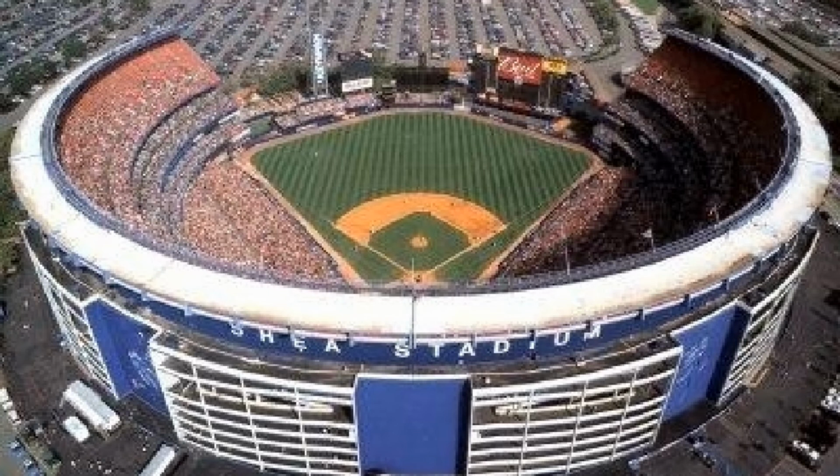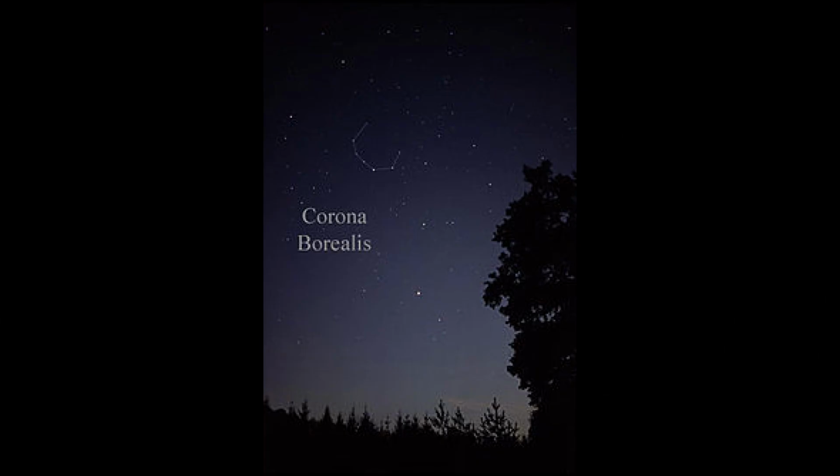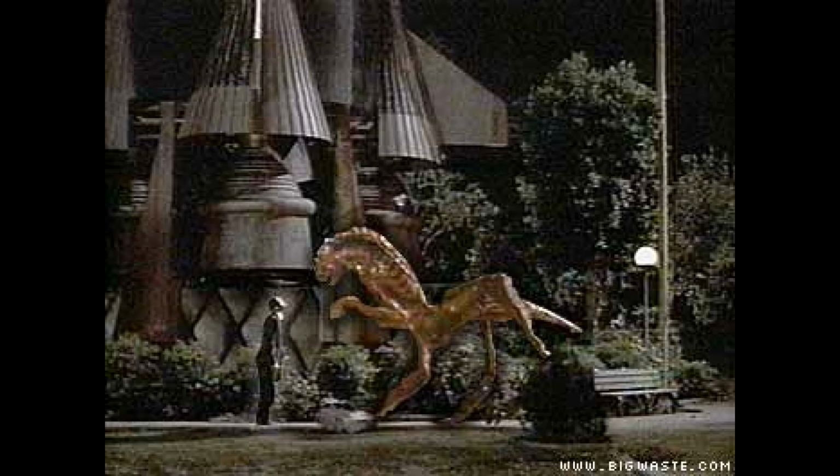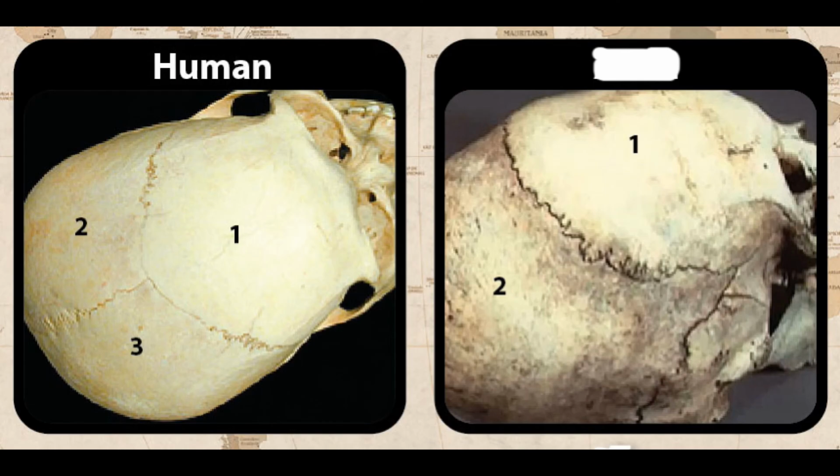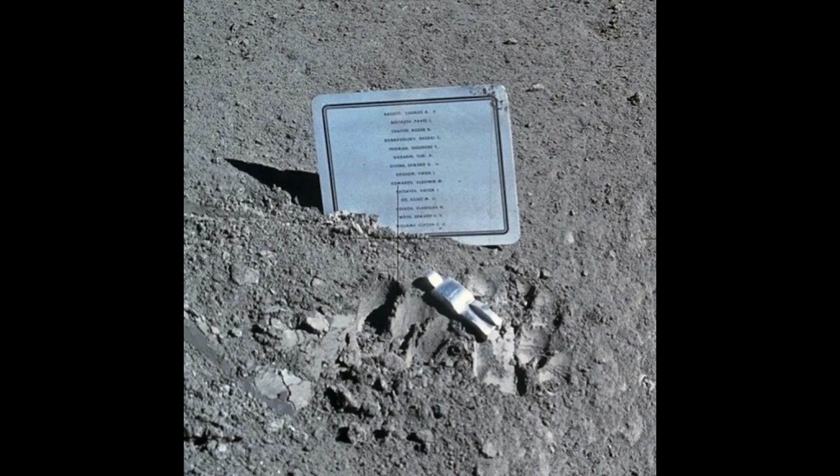Shea Stadium is nicknamed the Horseshoe. This is where the Beatles played the first time. This is where the World's Fair happens. And then you have the Corona Borealis, which is the Minotaur myth, which is also shaped like a horseshoe. Then you have Men in Black filmed in Corona, Flushing, Queens. And then you have the coronal suture. The Coneheads only have a coronal suture. They don't have the sagittal suture.